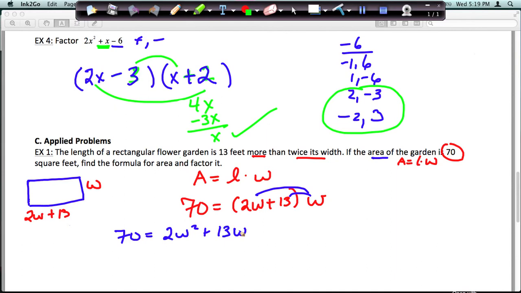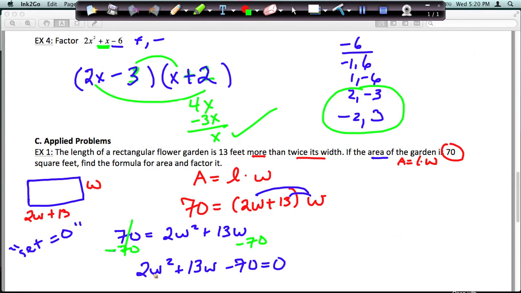Okay, so now I'm getting closer to factoring. When you're asked to factor a quadratic, you're going to hear this a lot. You always need to set your quadratic equal to 0 in order to factor, because you can't factor with the 70 over here. So I need to subtract this 70 from both sides of the equal sign, so these will cancel out, so that I can factor this. So I'm going to have 2w squared plus 13w minus 70 equals 0. And now I can factor this.